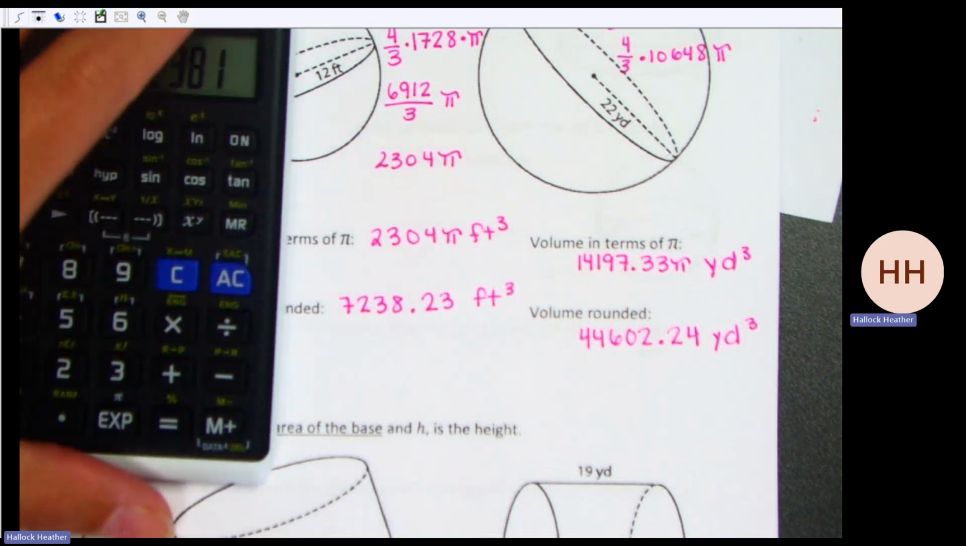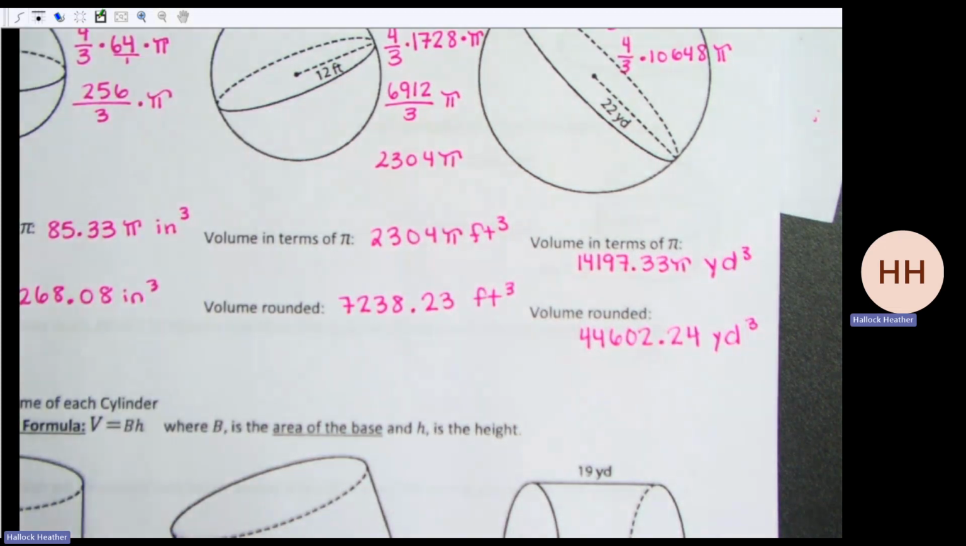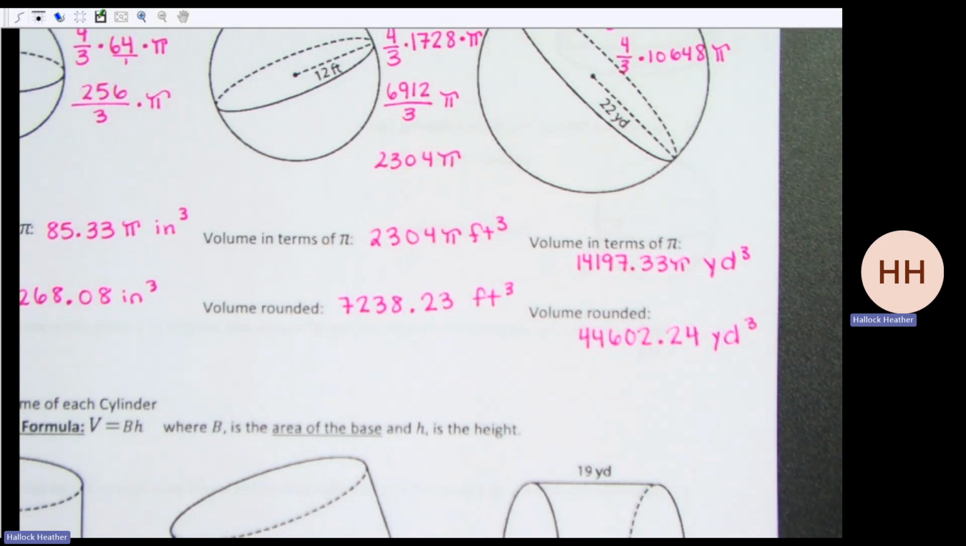We're going to talk about cylinders. Cylinders are like a can of Sprite or a can of Pepsi or something like that, or like a container of ice cream or a cake.